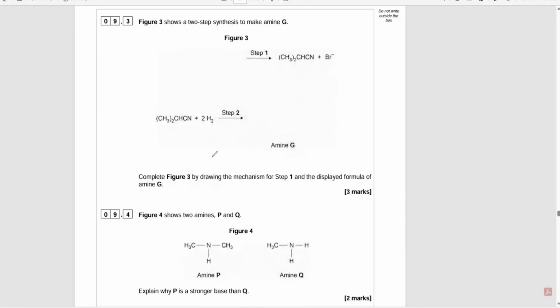So complete figure 3 by drawing the mechanism for step 1 and the displayed formula of amine G. It's worth 3 marks. You know what to do. Grab your pen, grab your paper, have a go at this one. Pause the video so you don't watch the explanation first, and then unpause and I'll go through more or less how to do it. Let's hope. All right, I'm going to go through the answer.